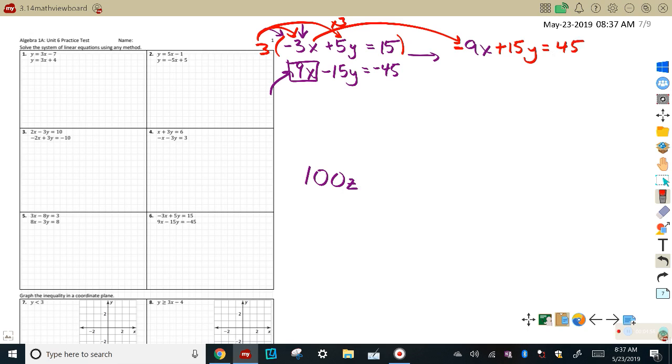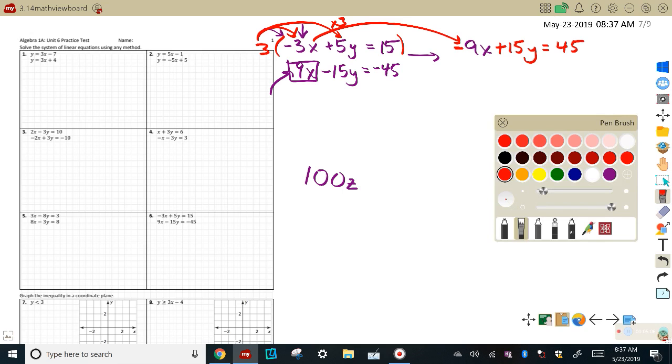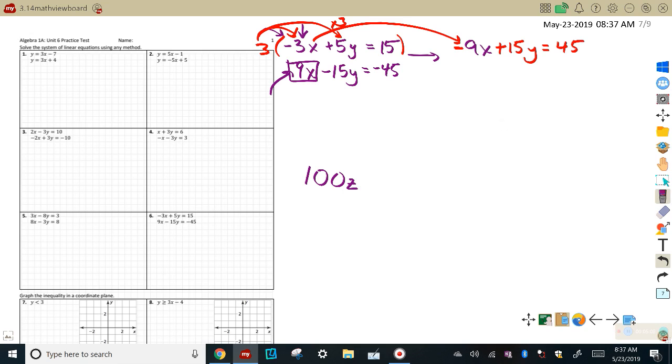You guys are allowed to use calculators, but I'll be thinking 15 plus 15 is 30. 30 plus 15 is 45, which shouldn't be too hard to think about. The bottom equation, I don't actually need to change at all, so I'm going to leave it exactly the same. If I want to use some notation, then I might just say distribute a positive 1. Okay? So I have a 9x, a negative 15y, and then a negative 45. Okay?